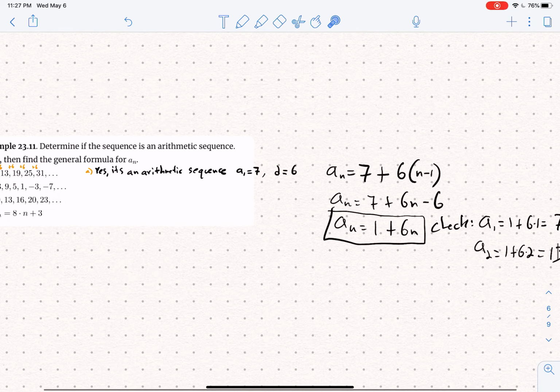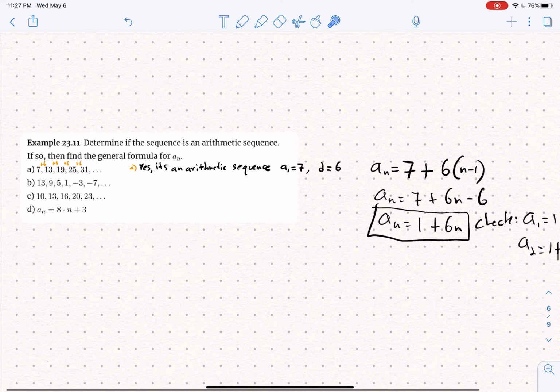Okay, I'm satisfied. I'm going to leave this as my boxed answer. This is my answer to part A. This is a general formula for this arithmetic sequence. Let's look at the next one.